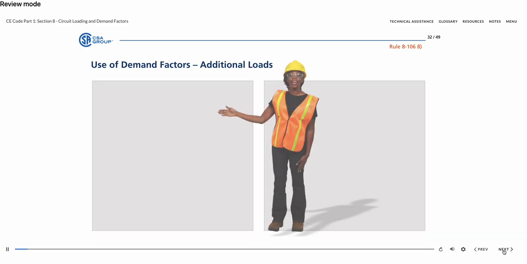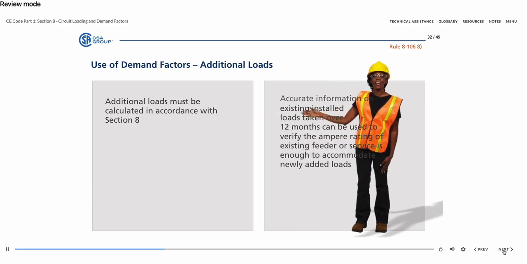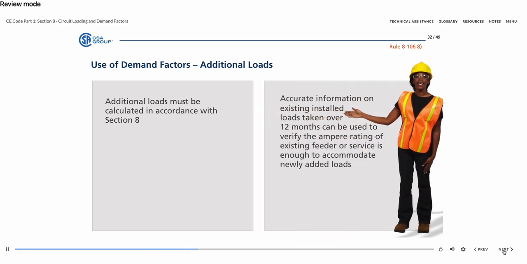Where additional loads are to be added to an existing service or feeder, these additional loads must be calculated in accordance with this section. However, where it is impracticable to calculate the existing loads, accurate information on the already installed loads taken over the last 12 months can be used to verify that the ampere rating of the existing feeder or service is enough to accommodate newly added loads.